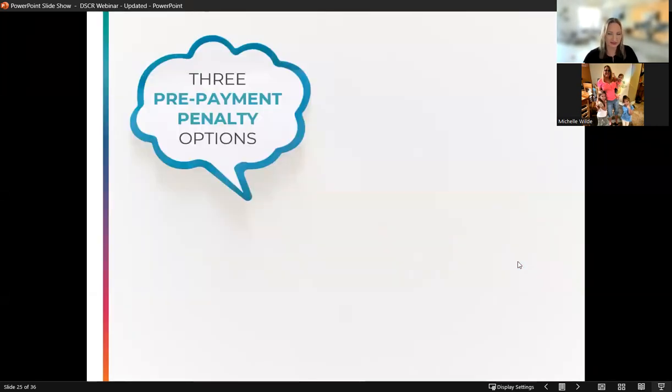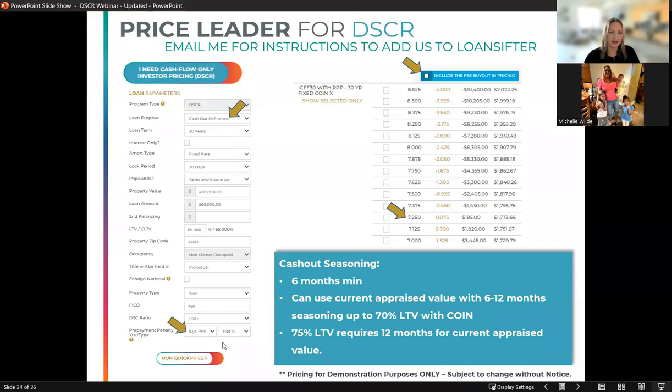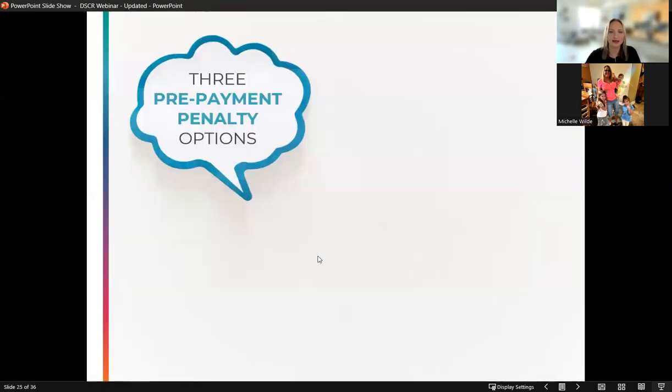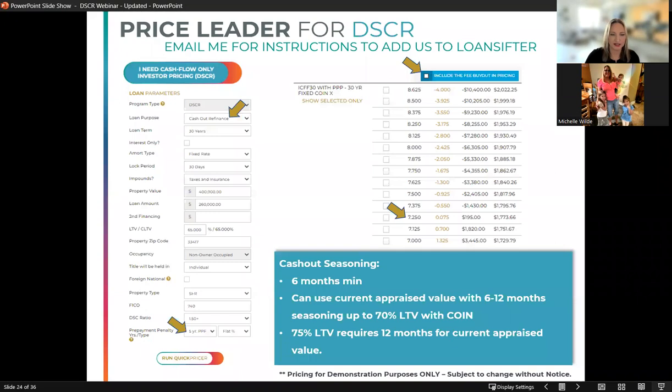So you may have noticed on the last screen that you select a prepayment penalty option when you're pricing these. 5 years has the best. So there's 1, 2, 3, 4, and 5. 5 years is going to have the best, but there are 3 different options for what type of prepayment penalty you will select. One is a flat 5% of the outstanding balance. By the way, let me go back and show you where you're selecting that. You're selecting that right here on the quick pricer. So you select the length of the prepayment penalty and then what type.